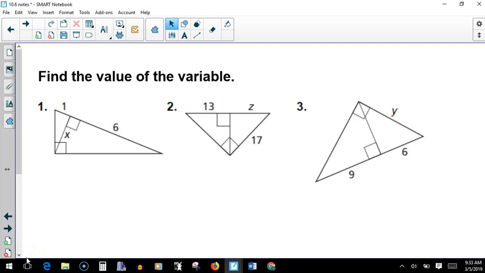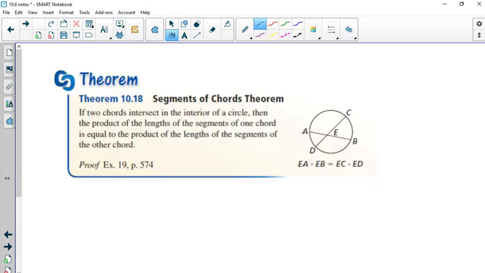Slight error here. I forgot when I put this in the packet that we cut this section out of this chapter, so we're just going to skip this. Okay, so our next theorem, segments of chords theorem. If two chords intersect inside the circle, then the product of the lengths of one chord is equal to the product of the lengths of the other chord.